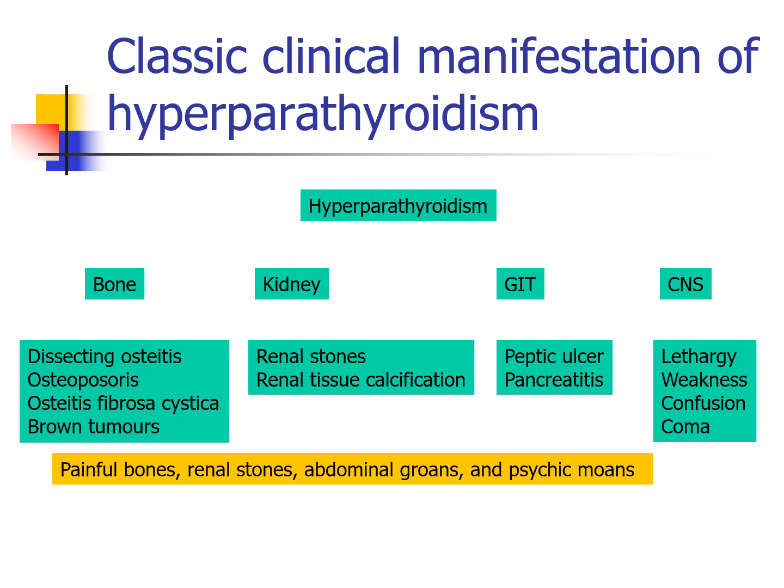In the bones, it causes dissecting osteitis, osteoporosis, osteitis fibrosa cystica, and brown tumors. In the kidney, it can cause renal stones and renal tissue calcification. In the GI tract, it can cause peptic ulcer or pancreatitis. And in the central nervous system, it causes lethargy, weakness, confusion, and coma. It is classically presented as painful bones, renal stones, abdominal groans, and psychic moans.